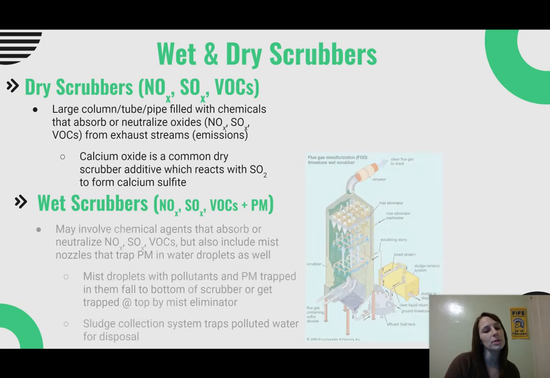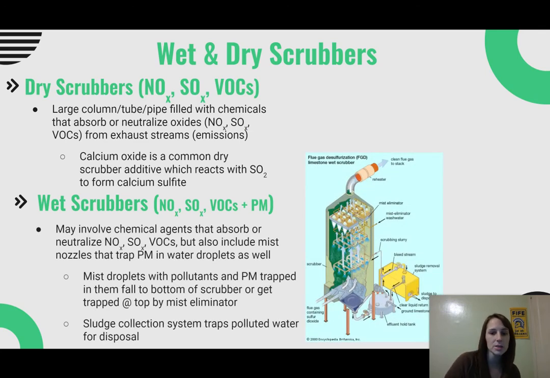Now we also have what's known as a wet scrubber, and that is going to help with the NOx, the SOx, the VOCs, and particulate matter. The way that this works, it can also have chemical agents that neutralize them, just like the dry scrubbers do, but it also includes a mist of water, which is why it's called a wet scrubber. Dry scrubbers don't have this. That's why they're dry. The wet ones have the water.